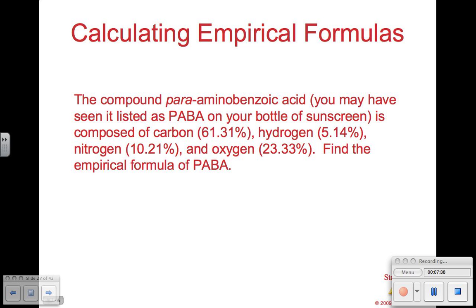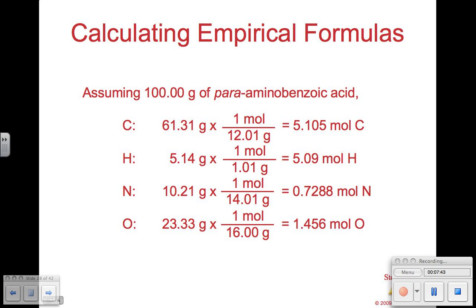So that would mean that I would have 61.31 grams of carbon, 5.14 grams of hydrogen, and 10.21 grams of nitrogen, and so on for the whole sample, which adds up to 100 grams. And what I'm going to do is take those gram amounts and convert them into moles by setting up the proper conversion factor using the molar mass of carbon, hydrogen, nitrogen, and oxygen. And so then I get the amount of moles that would be in this 100-gram sample.